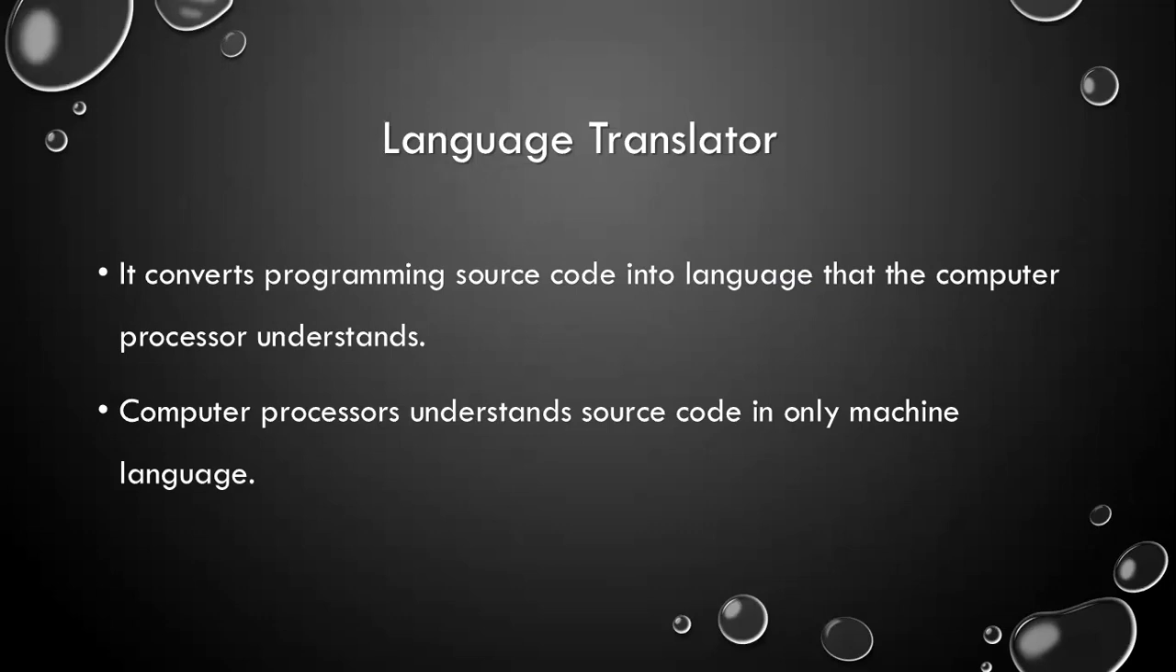Now we are going to discuss what a language translator is, which is a type of system software. A language translator converts programming source code into a language that the computer processor understands. Computer processors understand source code only in machine language. So the program or the instruction that we provide to the computer is in a language that we can understand. We have to convert that language into a language that the computer can easily understand, which is also known as code. So a language translator converts that language into complete source code.